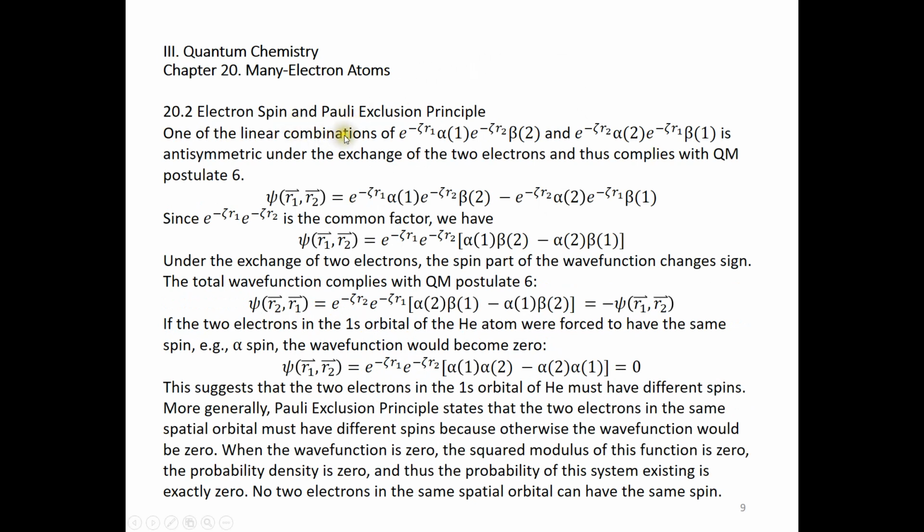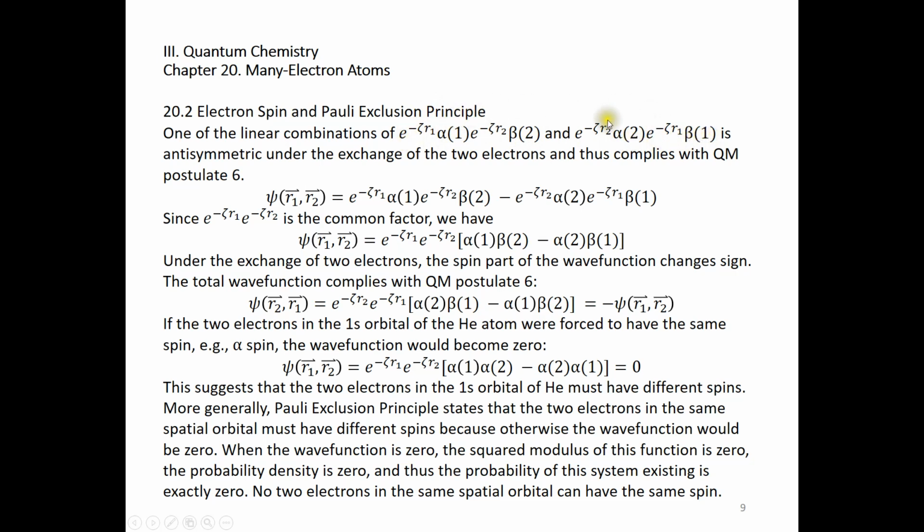One of the linear combinations of these two functions is antisymmetric under the exchange of the two electrons, and thus complies with postulate 6. So you can see over here, this is e to the power of negative zeta r1 alpha 1, e to the power of negative zeta r2 beta 2, and here we have e to the power of negative zeta r2 alpha 2, and e to the power of negative zeta r1 beta 1. So this somehow indicates electron 1 is alpha, electron 2 is beta. Now this is kind of just reversed. Electron 1 is beta, electron 2 is alpha.